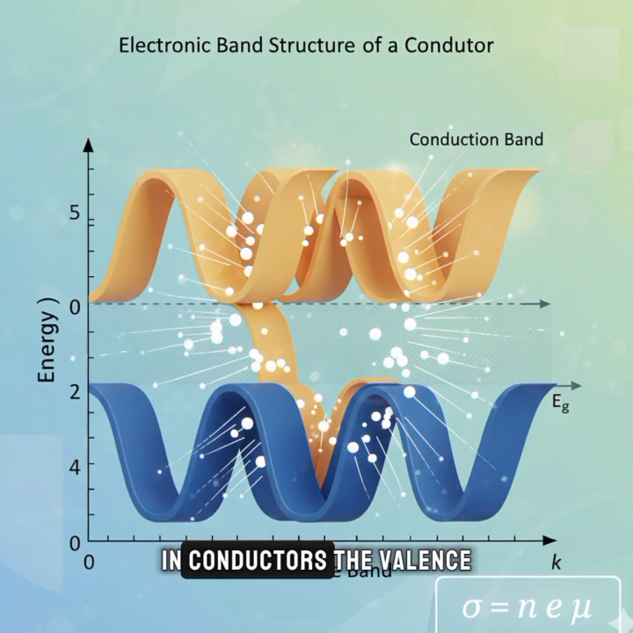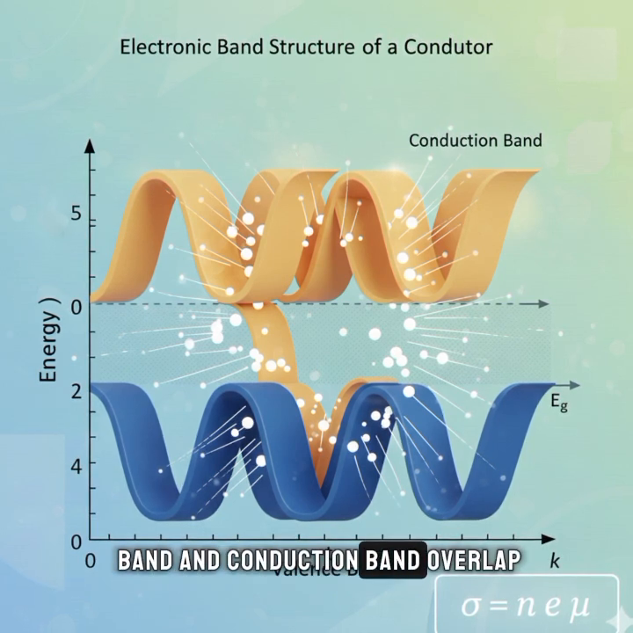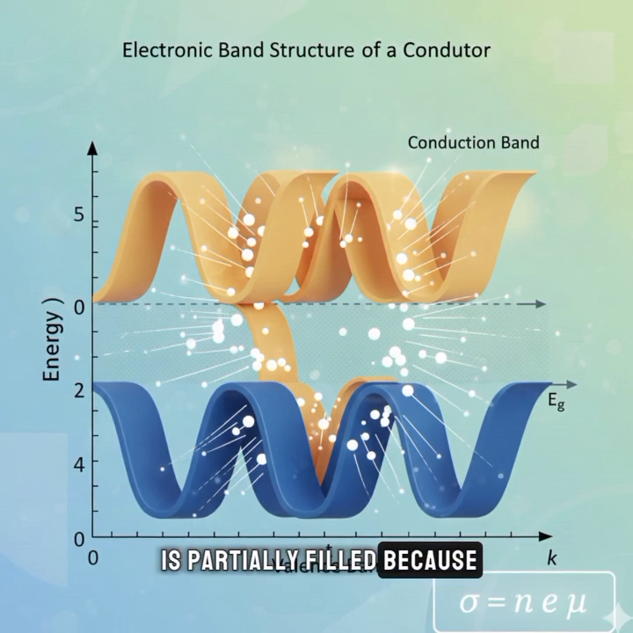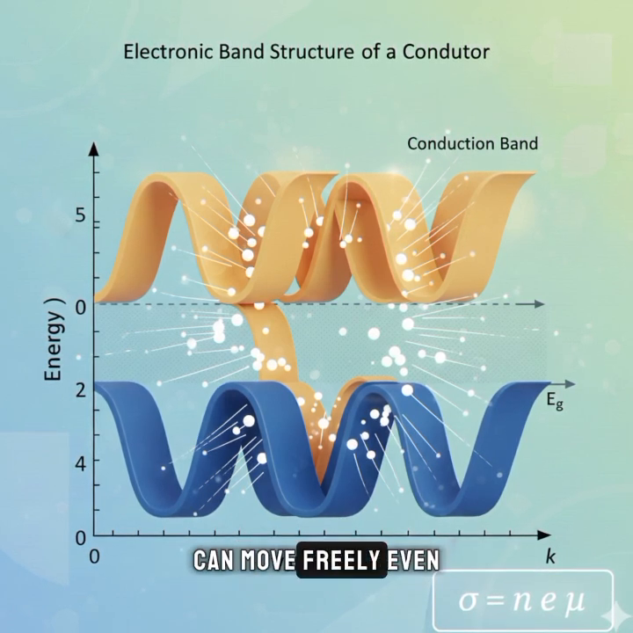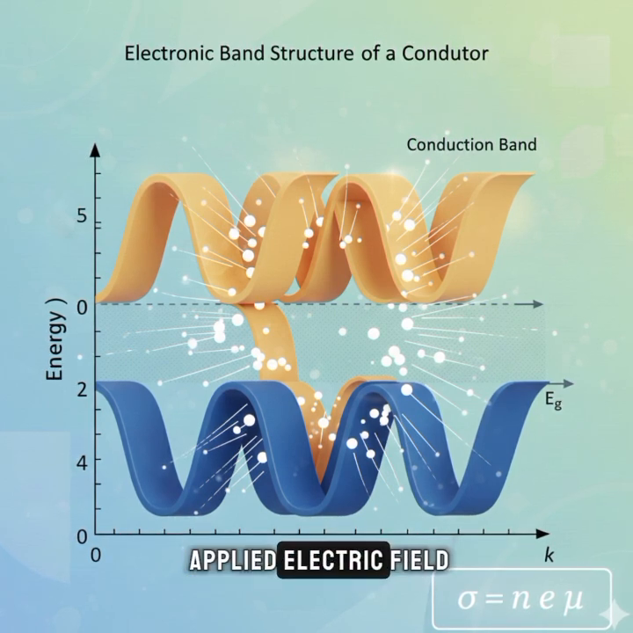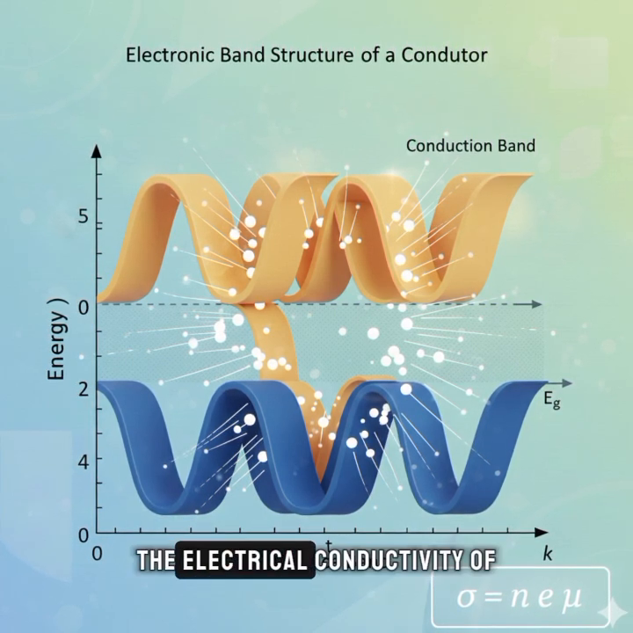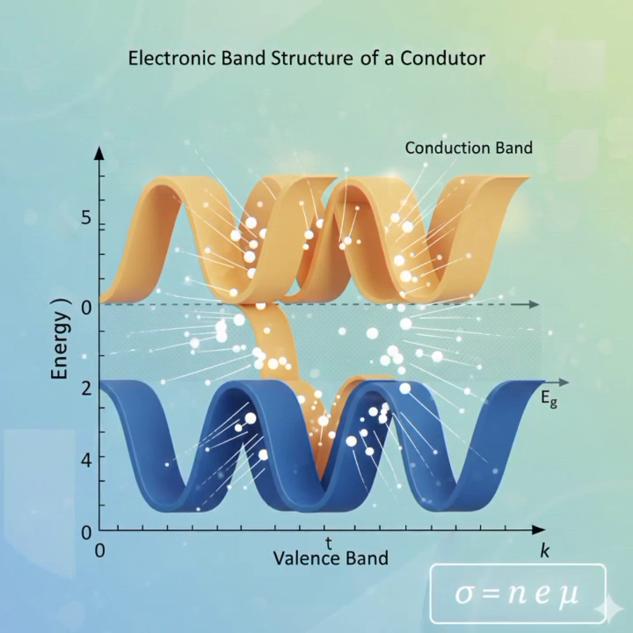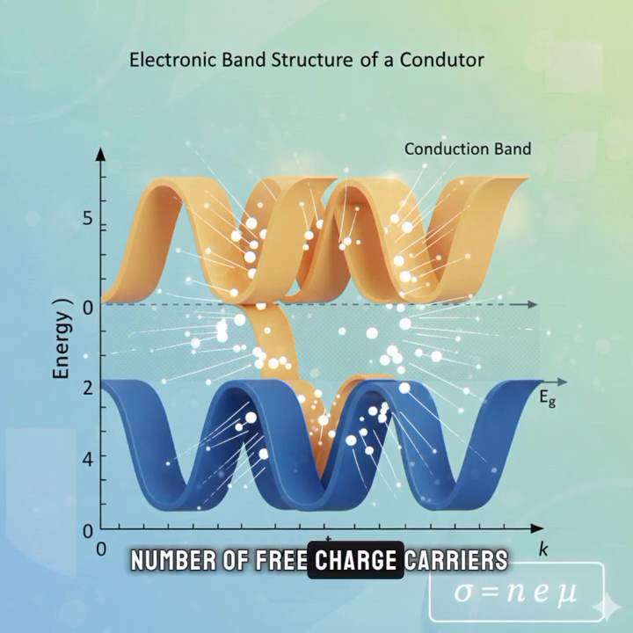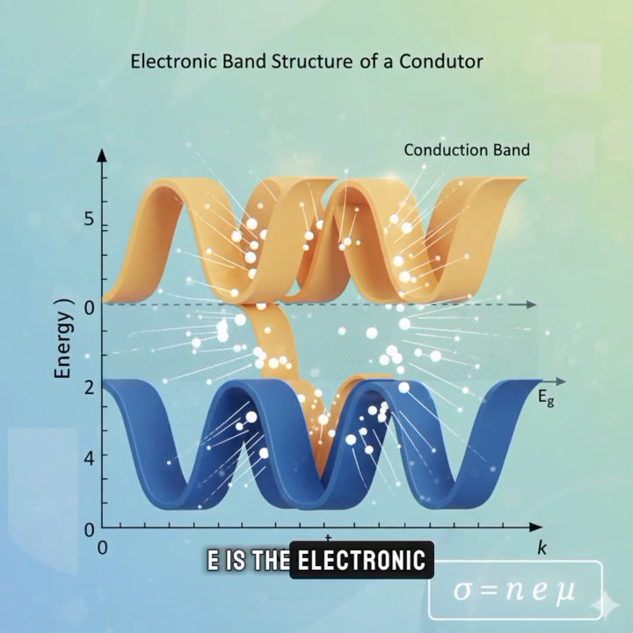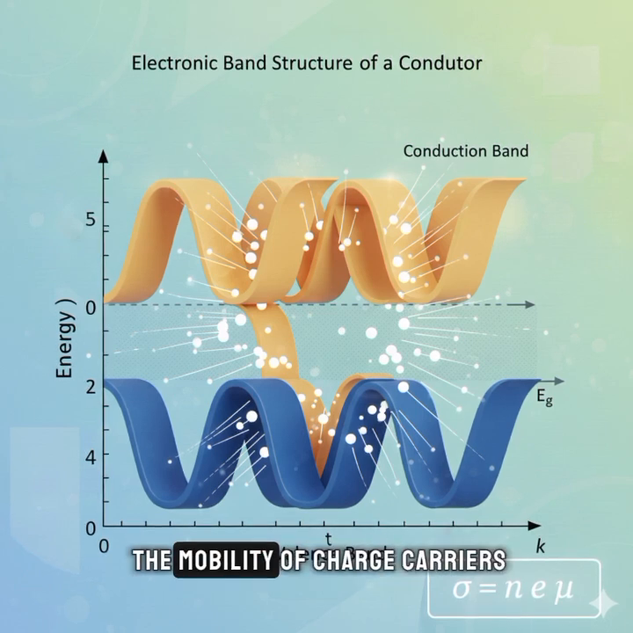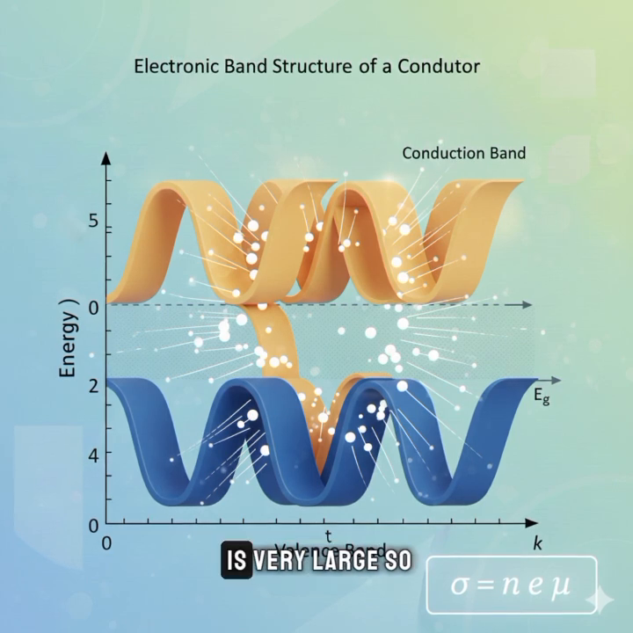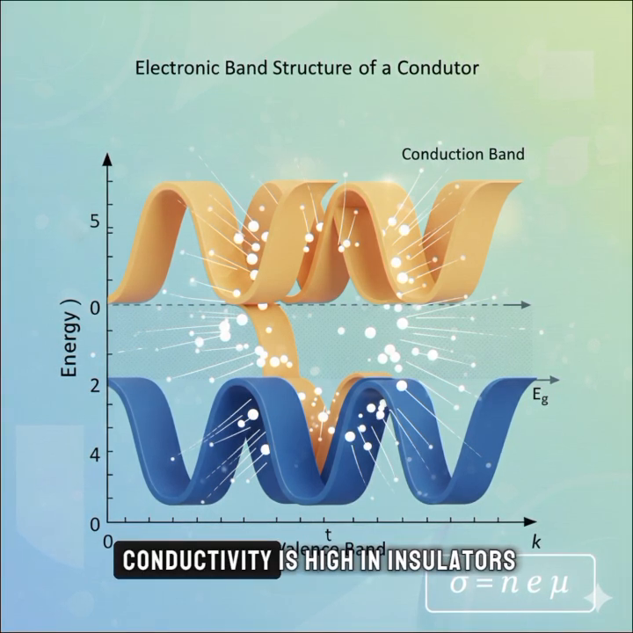In conductors, the valence band and conduction band overlap, or the conduction band is partially filled. Because of this, electrons can move freely even with a very small applied electric field. The electrical conductivity of a material is given by sigma = neμ, where n is the number of free charge carriers, e is the electronic charge, and μ is the mobility of charge carriers. In metals, the value of n is very large, so conductivity is high.